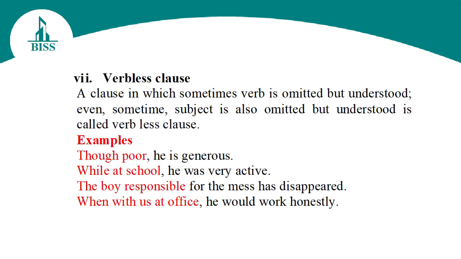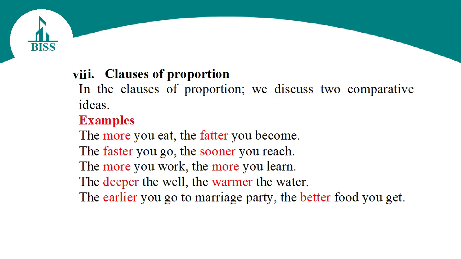Verbless clause is the seventh kind of dependent clause. Verbless clause. A clause in which sometimes the verb is omitted but understood, and sometimes the subject is also omitted but understood, is called a verbless clause. Though poor, he is generous. While at school, he was very active. The boy responsible for the mess has disappeared. When with us at office, he would work honestly.